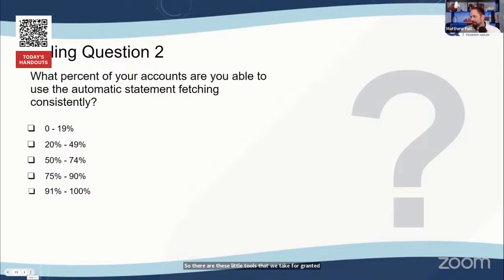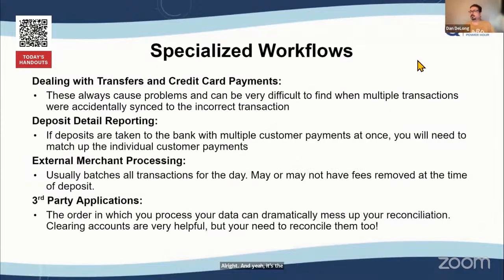Okay, and it looks like we got 100% there. All right, and the biggest one is 55% of 0 to 19%, and I think I saw in the comments that it's unreliable. Some of the things about statement fetching in general, we'll talk a little bit about maybe some of the tech behind that, but when it works, it's great. It's a good point.